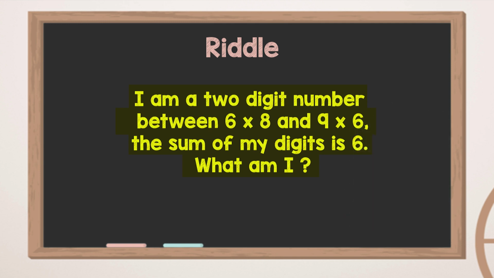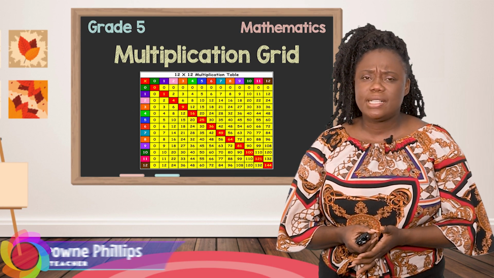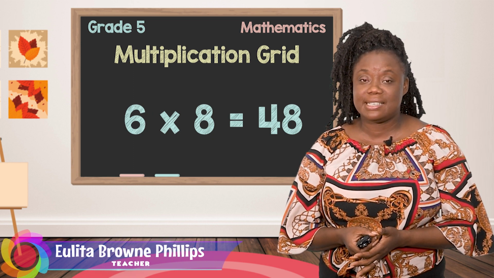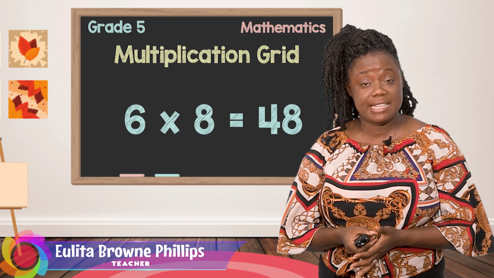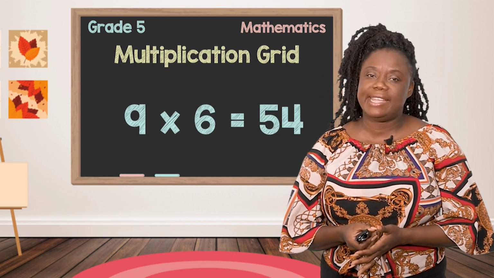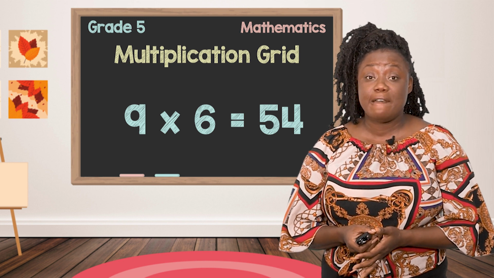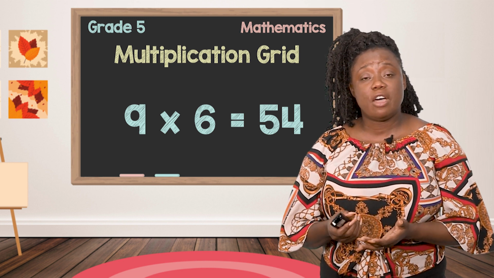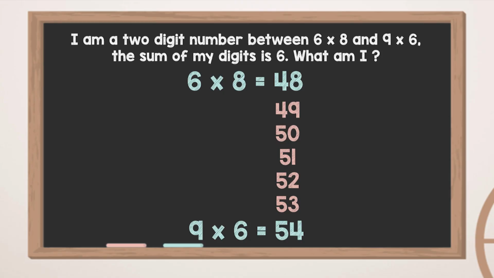Are you ready? Let's go. The riddle says, I am a two-digit number between 6 times 8 and 9 times 6. The sum of my digits is 6. What am I? Boys and girls, what is 6 times 8? Did you say 48? Yes, you are absolutely correct. And what is 9 times 6? 54.